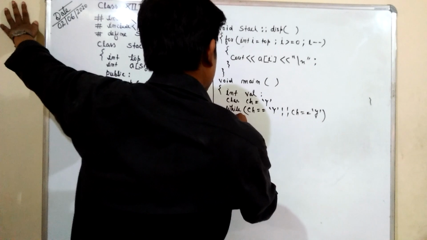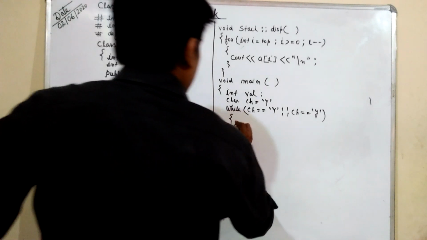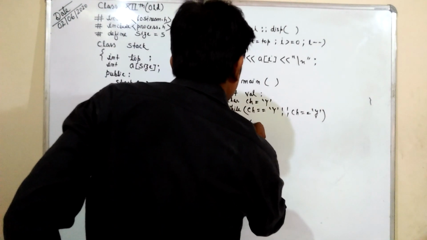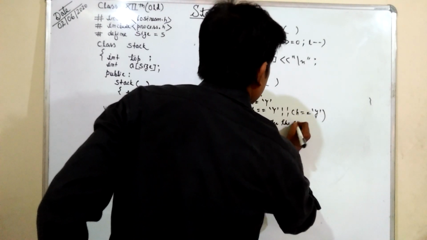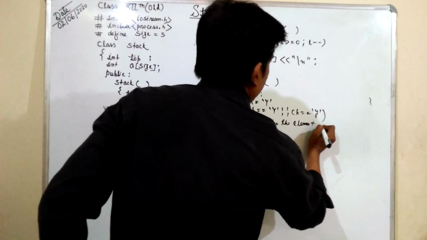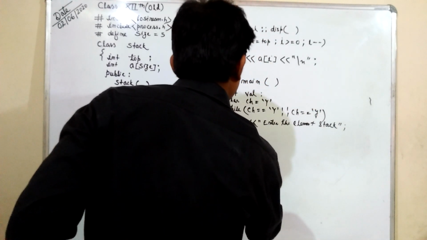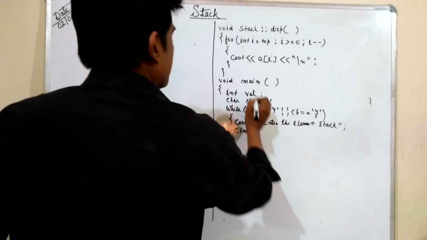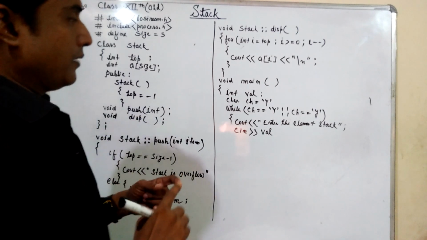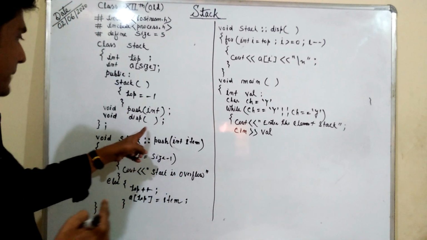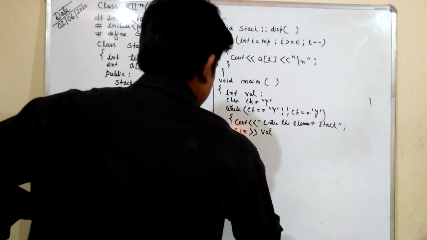So here, now we have to use the message. It will ask, enter the element for stack. So this message we have to write. Now cin means val. So val, now we have to pass the value to this parameter. Here I have taken the parameter int item. So how can we use that type of thing?